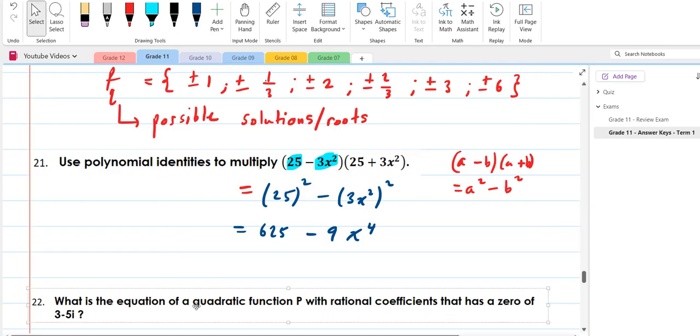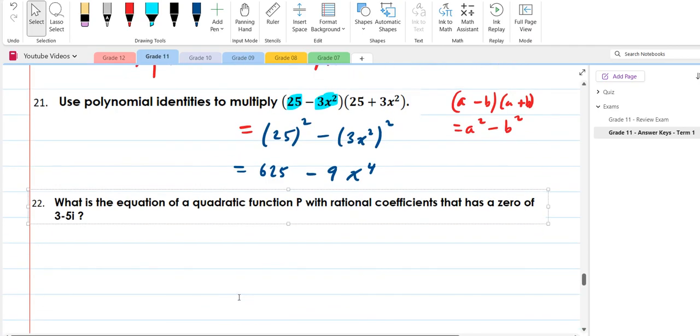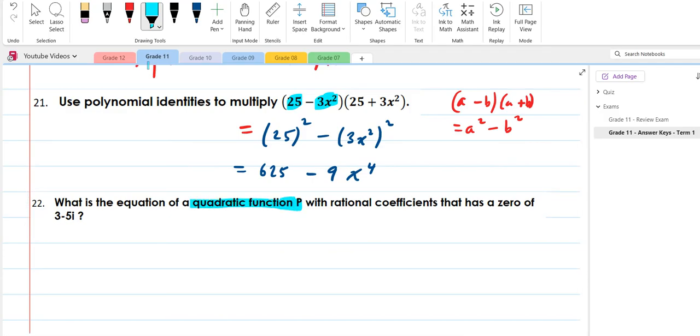Looking at the next question, which is question number 23. What is the equation of a quadratic function p with rational coefficients that has a 0 of 3 minus 5i? Since one of the zeros is already a complex number, we can write x is equal to 3 minus 5i. Automatically the other zero becomes 3 plus 5i by the complex conjugate theorem. So x minus 3, bringing the 3 over, and bringing the 5i over.